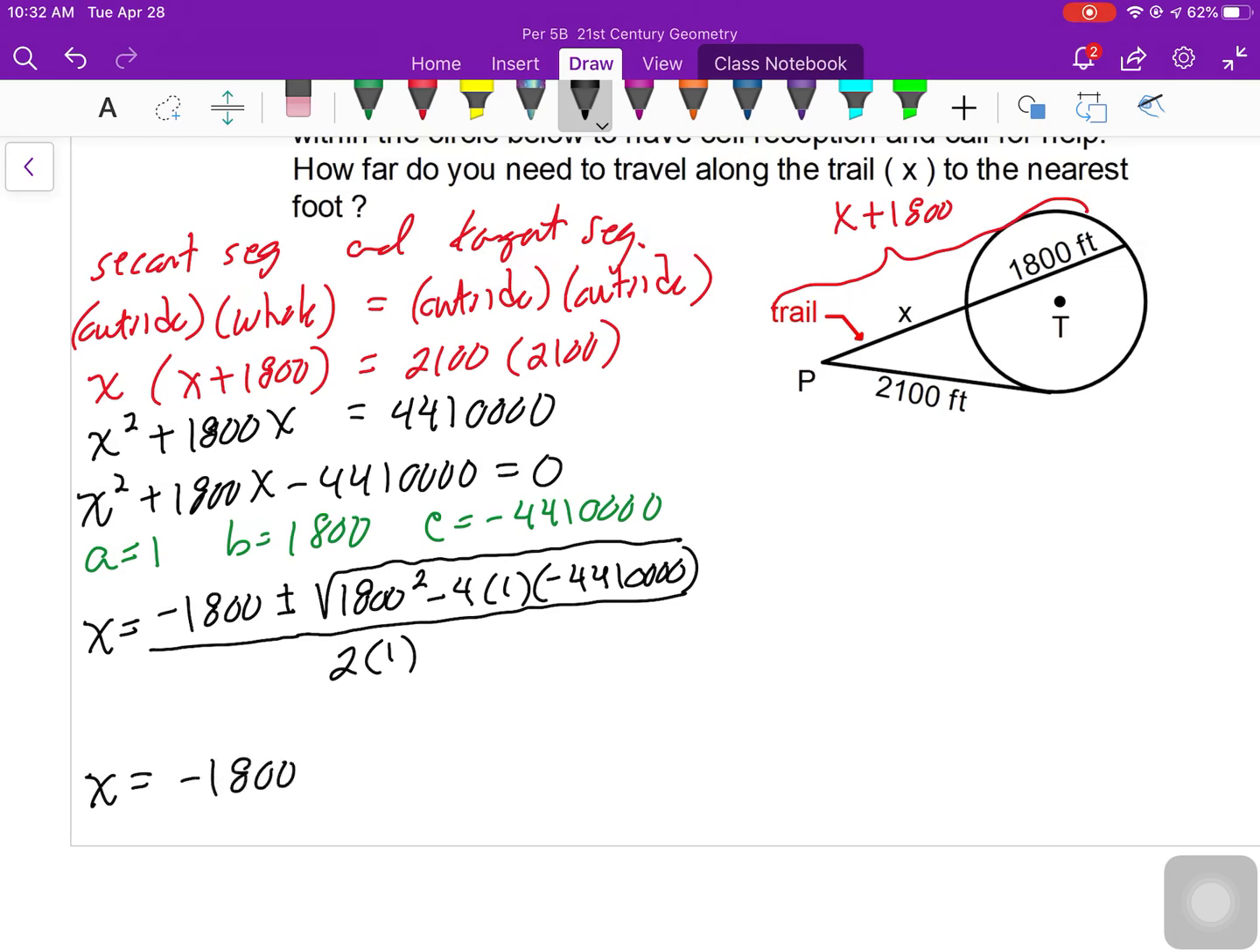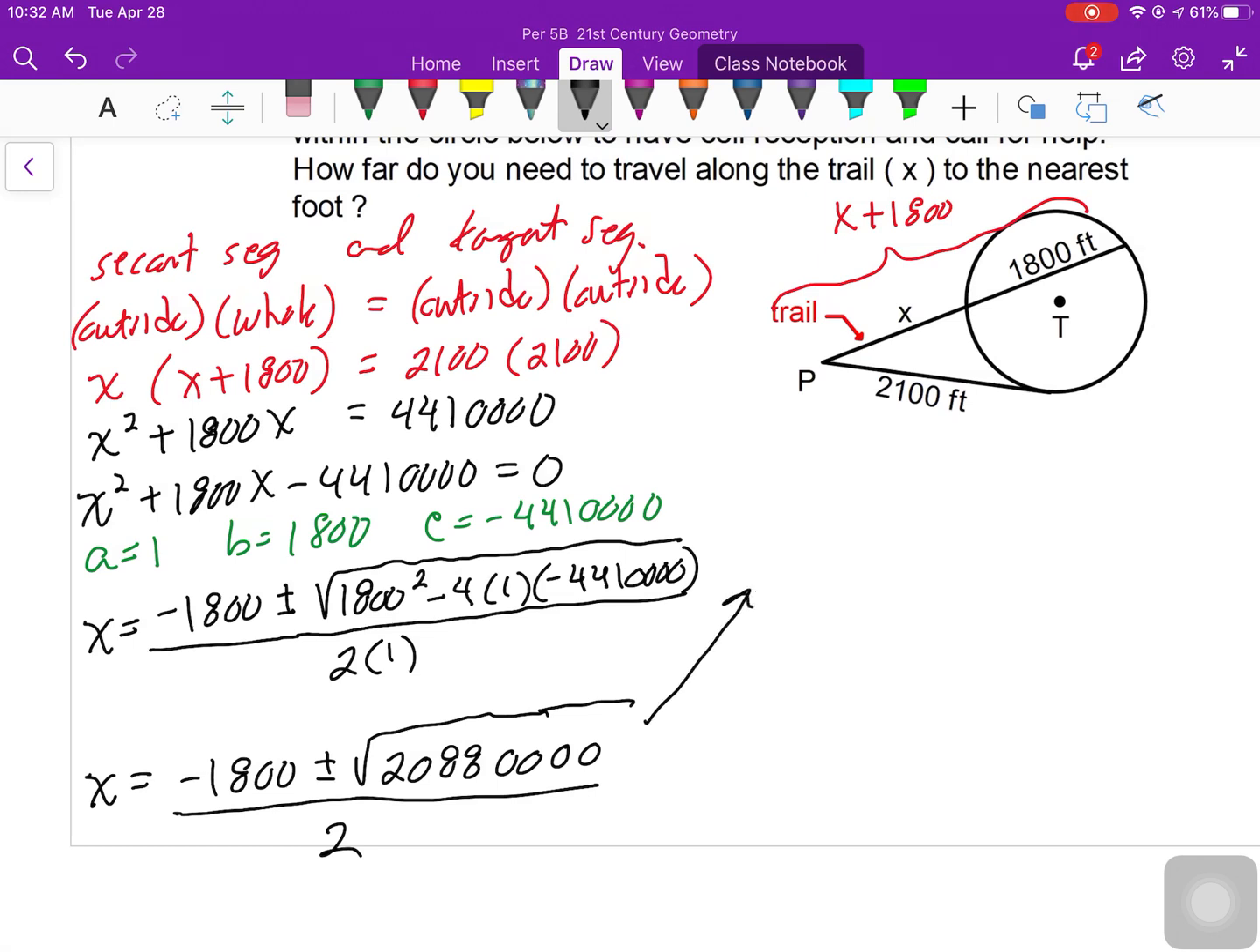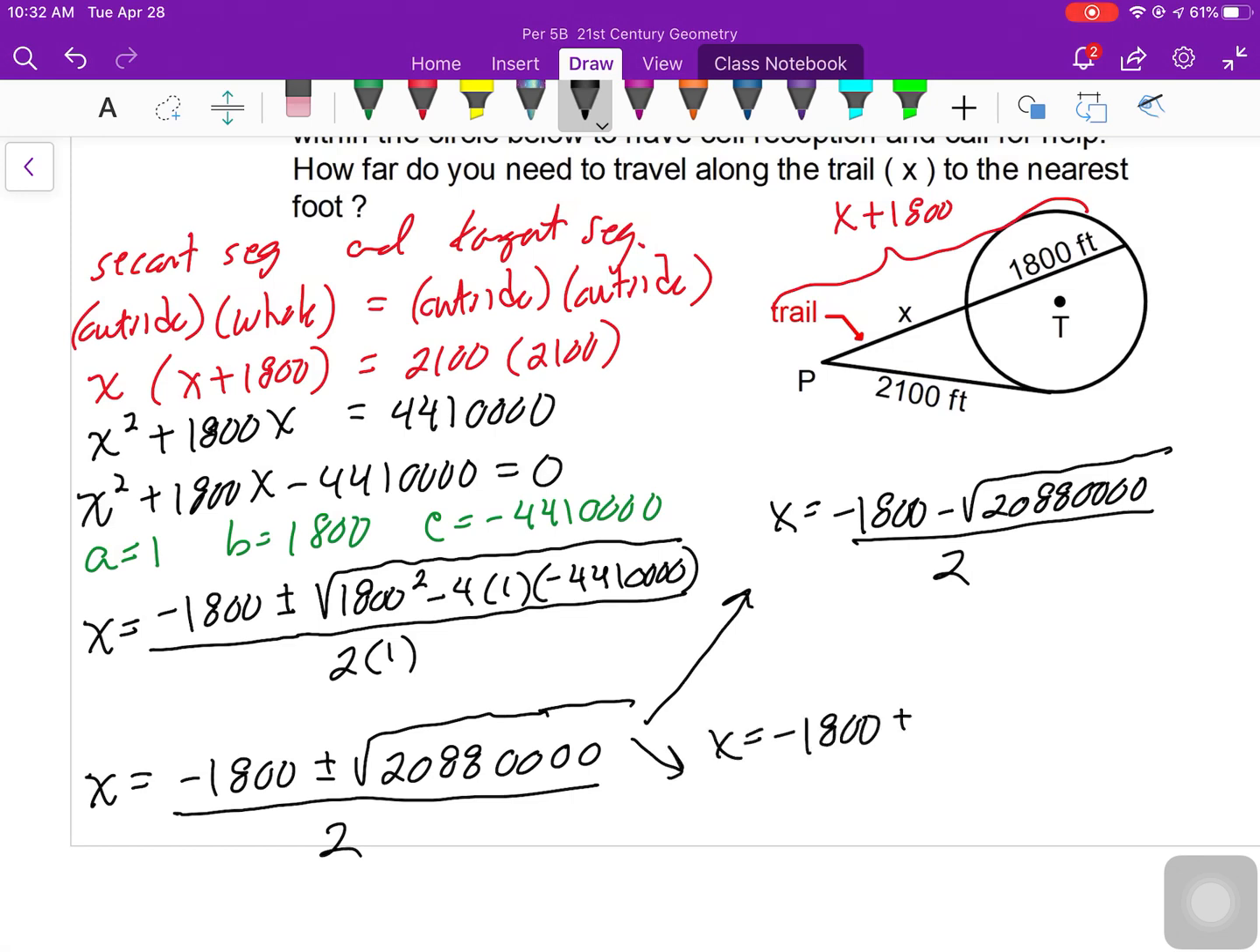And I always like to work out what's beneath that radical sign first, that square root sign. Negative 1800 plus or minus the square root. This time beneath that square root sign, I have 2088 followed by 4 zeros. And now we split it into the two parts. One, of course, is when we use the minus sign. And the other is when we use the plus sign.